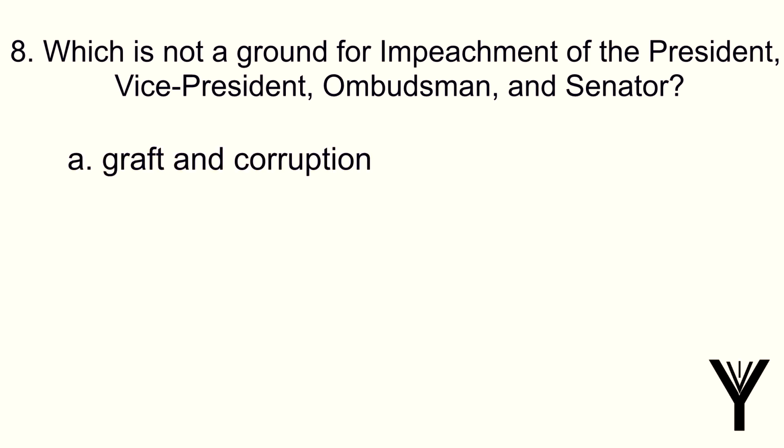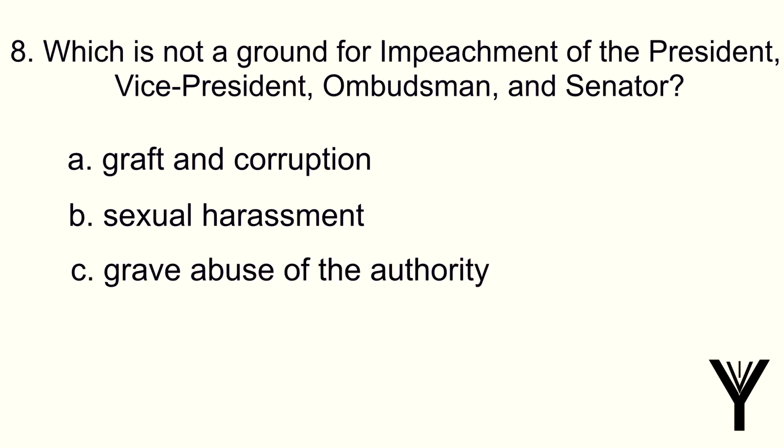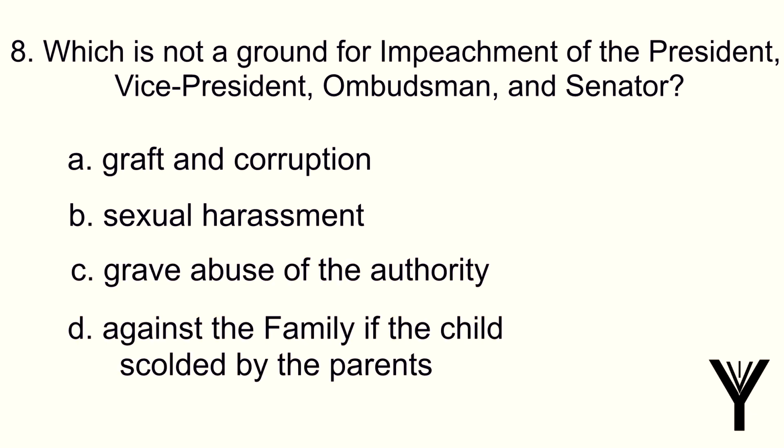Which is not a ground for impeachment of the President, Vice President, Ombudsman, and Senator? A. Graft and corruption, B. Sexual harassment, C. Grave abuse of the authority, D. Against the family if the child scolded by the parents.